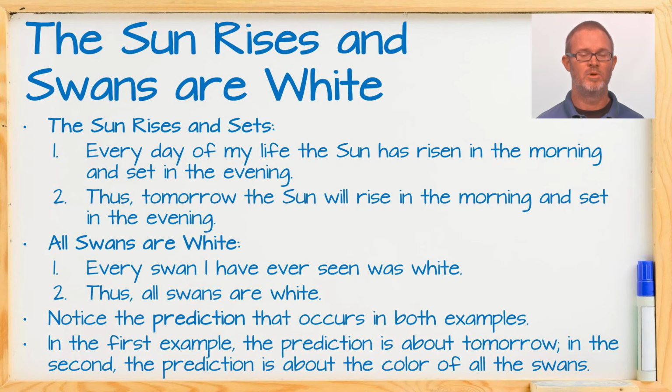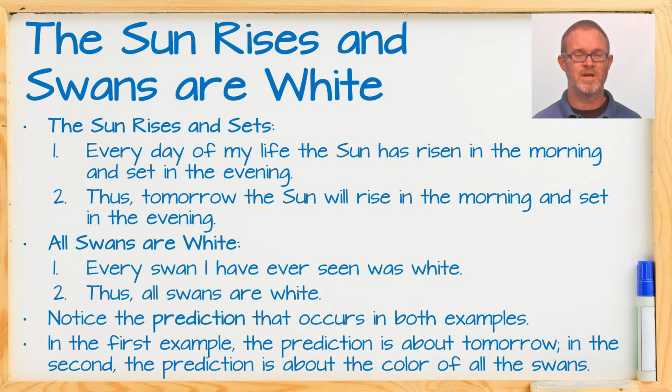The next example we see is the sun rises and sets example. In the sun rises and sets example, we also have a kind of prediction being made. So the first premise says that every day of my life the sun has risen in the morning and set in the evening. And so therefore we predict from that the sun will rise in the morning and set in the evening tomorrow, right? And again, it's quite simply a prediction about what will happen tomorrow.